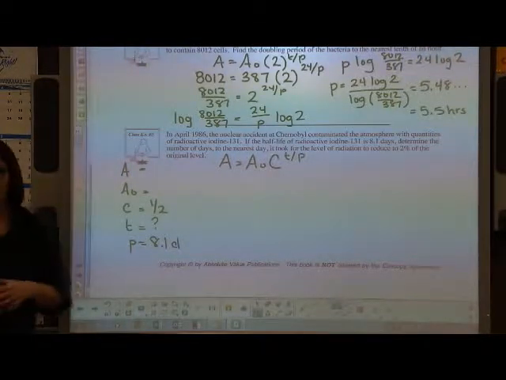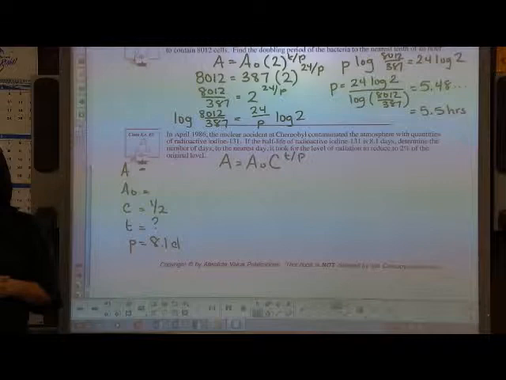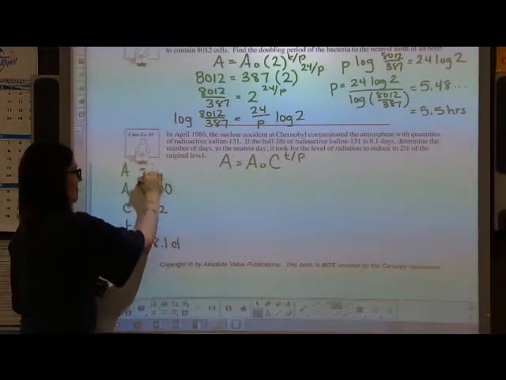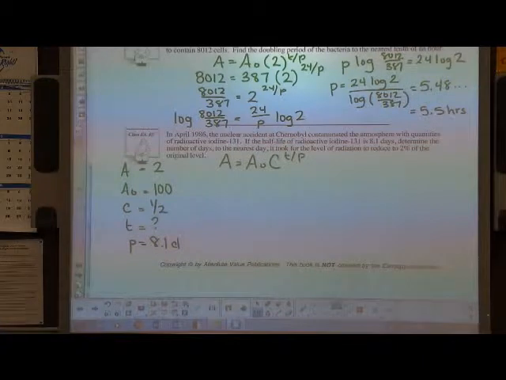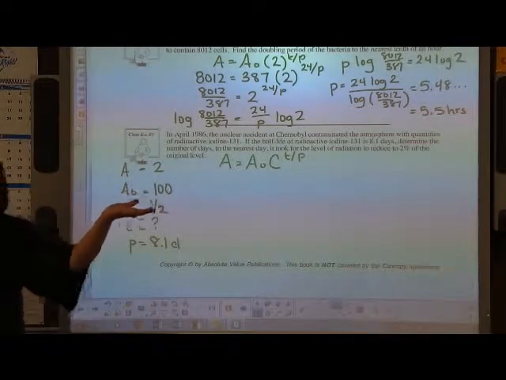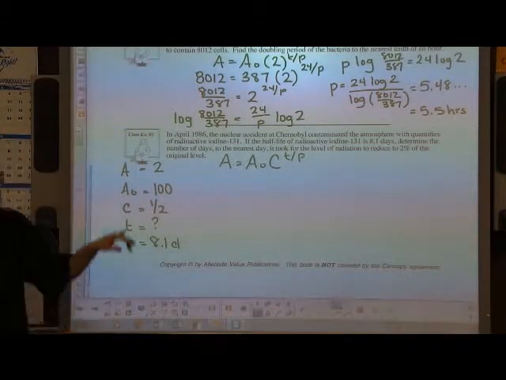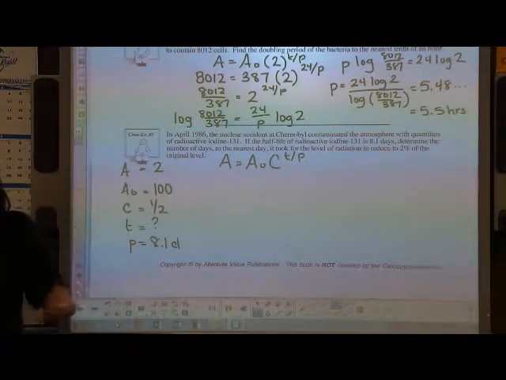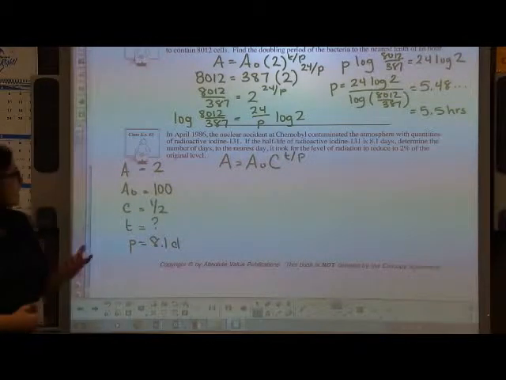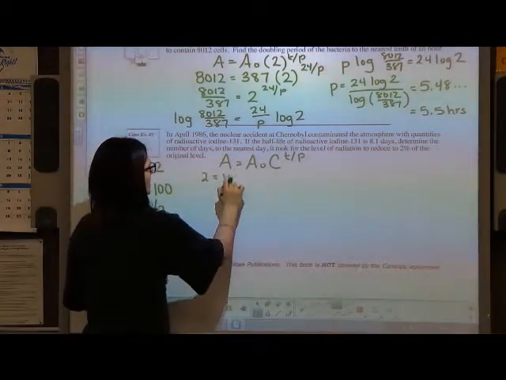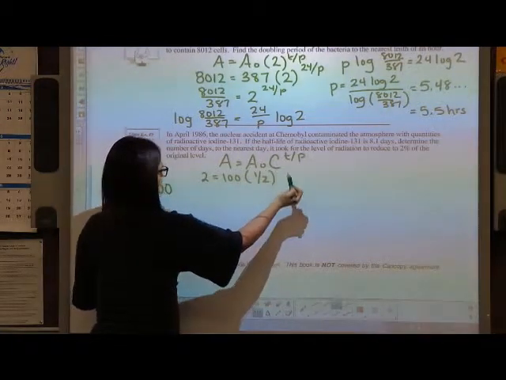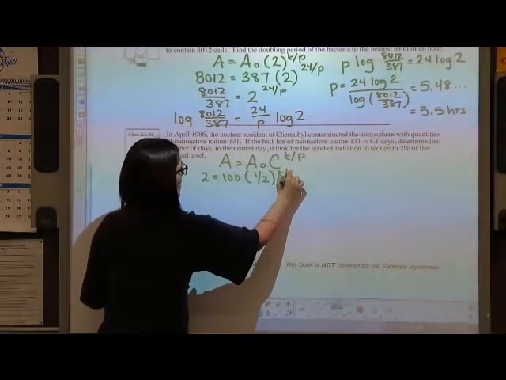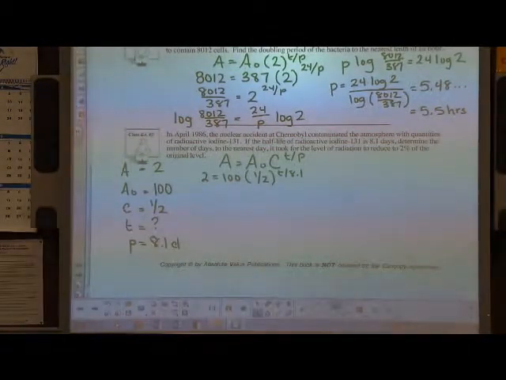Couldn't you just make the initial amount 100 and then 2% of 100? So if I just assume that at the moment of the accident, 100% of the iodine got released into the air, and now I'm looking for 2%, then I'm not worried about how many milligrams or micrograms or whatever the unit would be. I'm worried about the percentages. So I get 2 equals 100 times 1/2 to the power of T over 8.1. So take a couple of minutes and see if you can solve that equation.